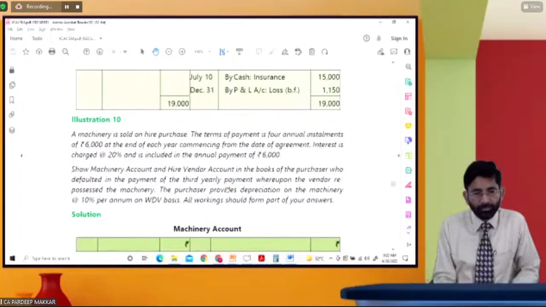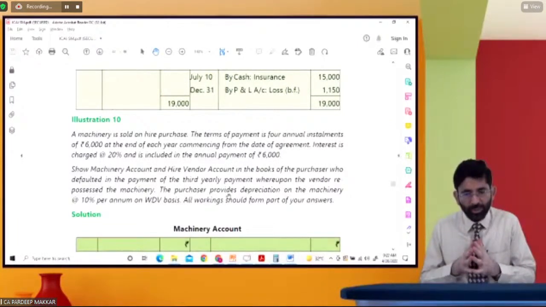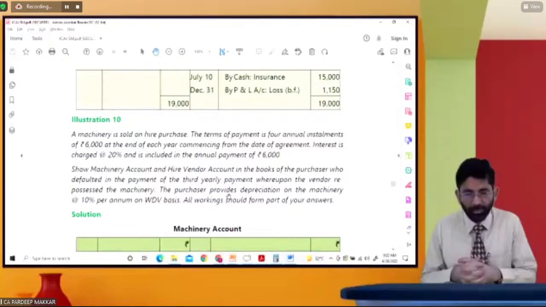A machinery is sold on hire purchase basis. Term of payment is 4 annual installments of 6,000. Interest is charged at the rate of 20%, included in the annual installment of 6,000. Show the machinery account and hire vendor account in the books of the purchaser who defaulted in the payment of the third yearly installment, whereupon the vendor repossessed the machinery.